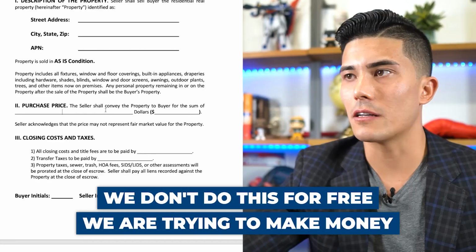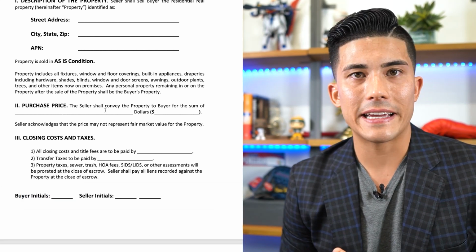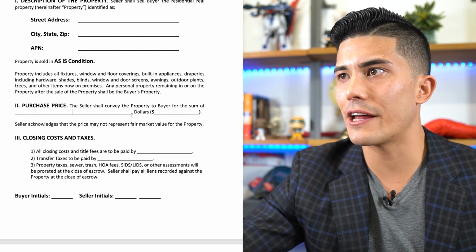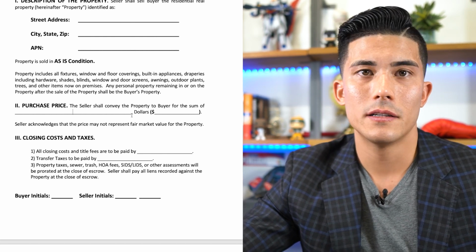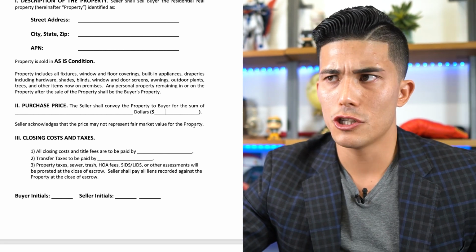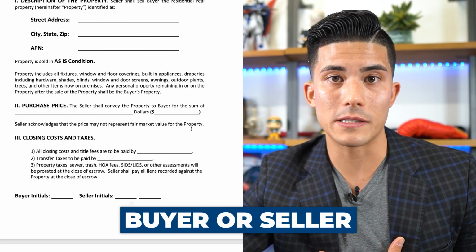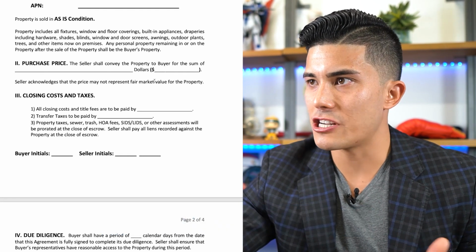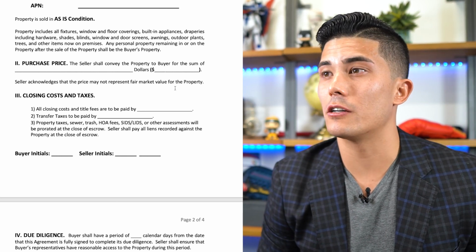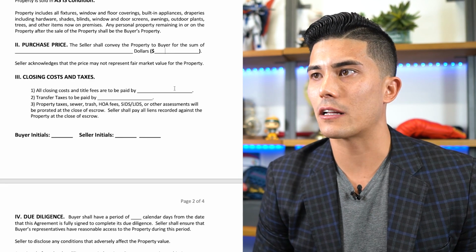Closing costs and taxes. Okay, so for us, we always say we're gonna pay them all, but we leave it blank here just in case you guys negotiate it differently. So all closing cost title fees are to be paid by. Typically for us, it's gonna be the buyer, but sometimes you might be able to work it so the seller pays them. Transfer taxes to be paid by. You're gonna choose buyer or seller. We always pay it. Property tax, sewer, trash, HOA fees, SIDs, LIDs, or other assessments will be prorated at the close of escrow. Seller shall pay all liens recorded against the property at the close of escrow.